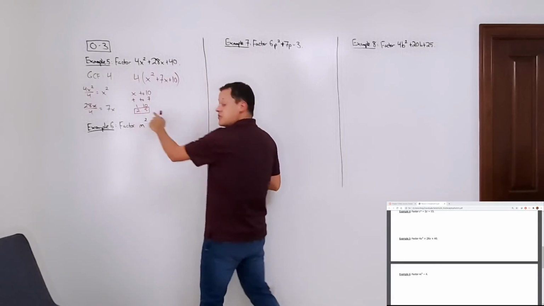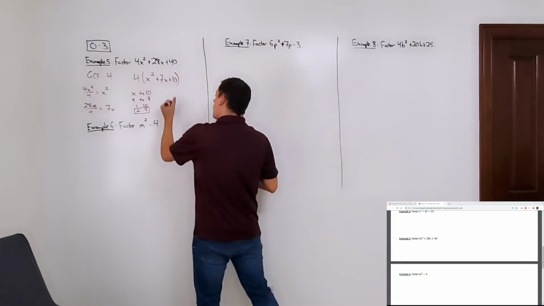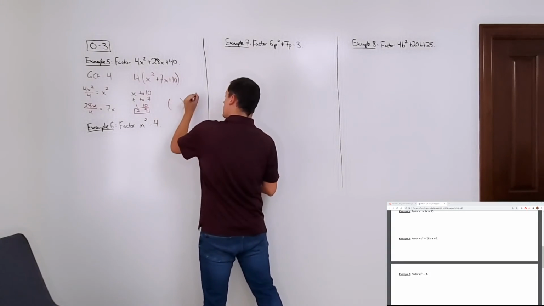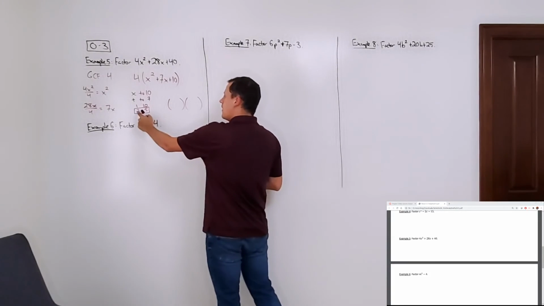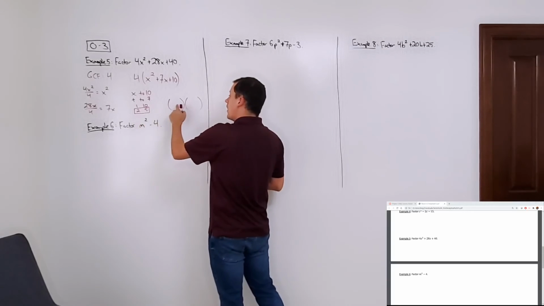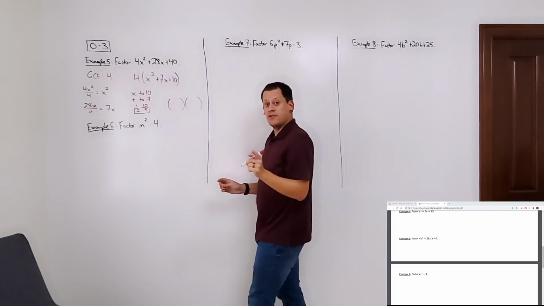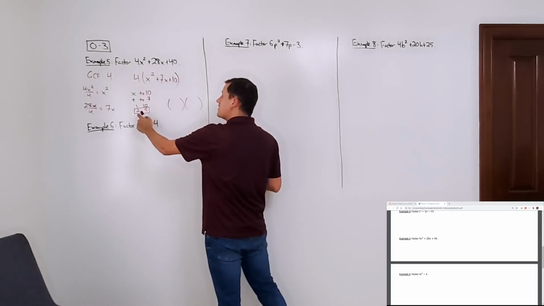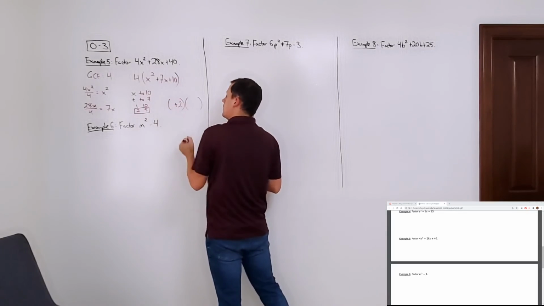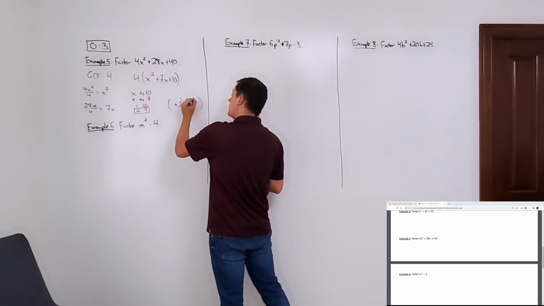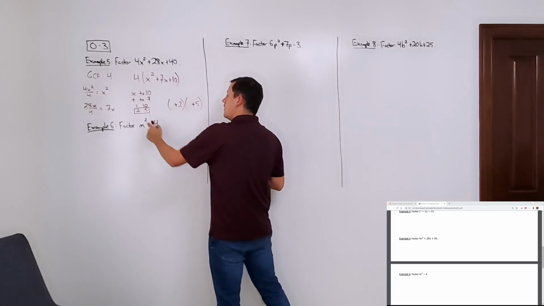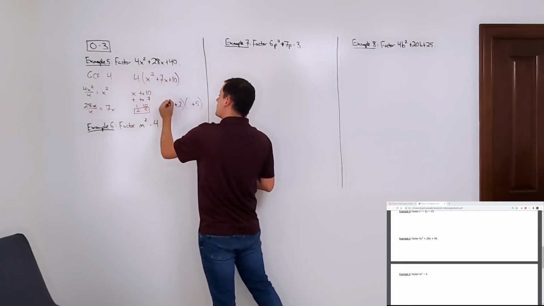So our numbers are 2 and 5. So we got two sets of parentheses here. The two numbers are what go in the back of each set of parentheses. This is a positive 2, so plus 2. Positive 5, plus 5. In the front goes x.